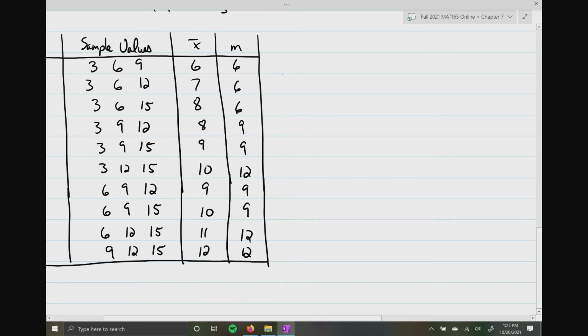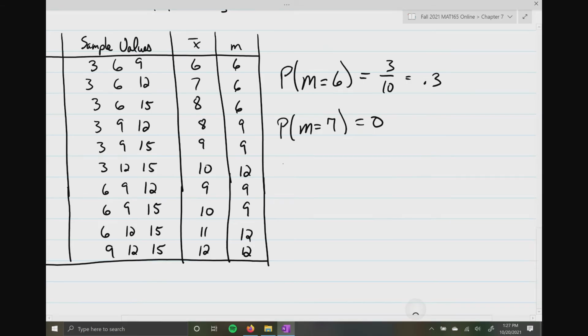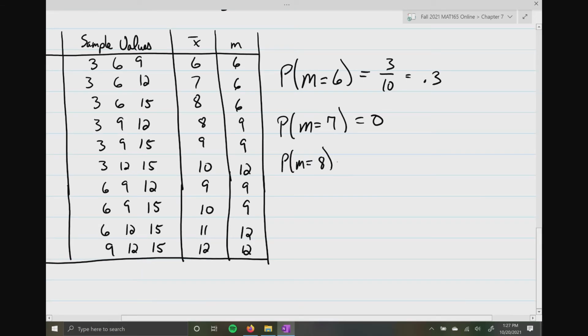So what's the probability when the median equals 6? Well, that's going to be 3 over 10 or 0.3. What about the probability when the median equals 7? Well, that's going to be 0, because if you just scan down your median table, there are no 7s. There are no 8s either. So that's a 0. What about when the median equals 9? Let's see here. There's 1, 2, 3, 4. So that's going to be 4 over 10, which we know is 0.4.